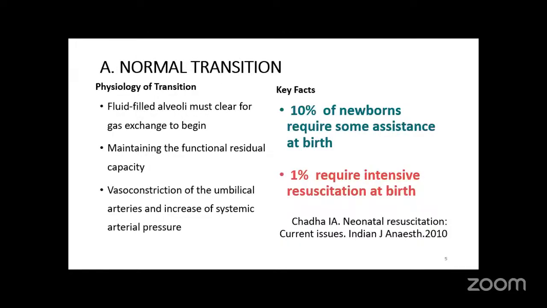And lastly, with cord clamping, there is a vasoconstriction of the umbilical arteries, which causes an increase in the systemic arterial pressure. This increase in the systemic arterial pressure is important for the neonate because it permits the lungs to be perfectly circulated with blood. And the oxygen is then carried by this same blood and transported to the whole body.